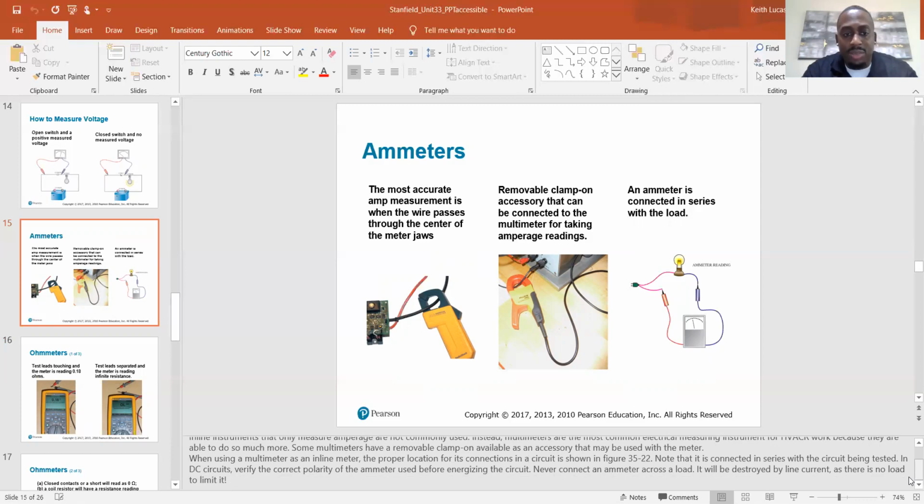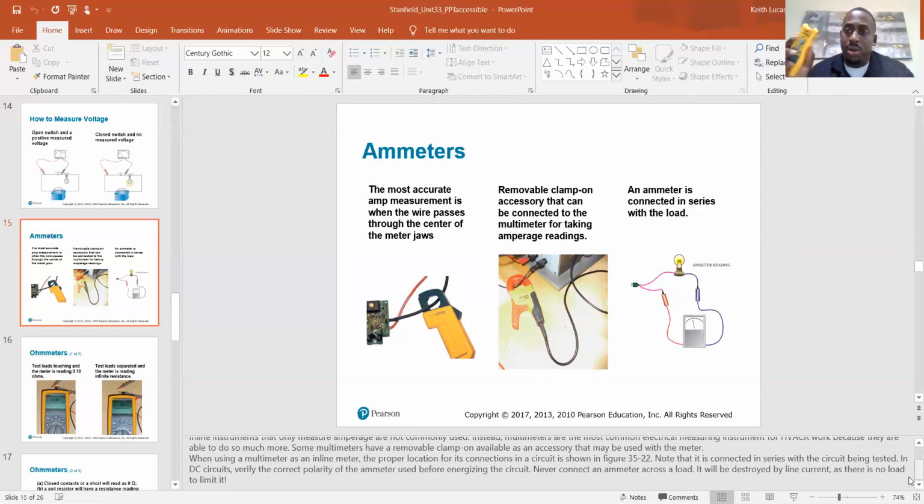In DC circuits, verify the correct polarity of the amp meter used before energizing the circuit. Never connect an amp meter across a load. It will destroy the meter, as there is no load to limit the line current. I personally have never used the inline amp meter. Since I started in the trade, I always had an amp clamp or a clamp-on ammeter.